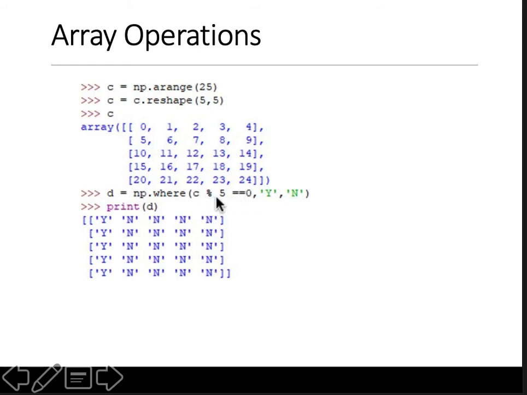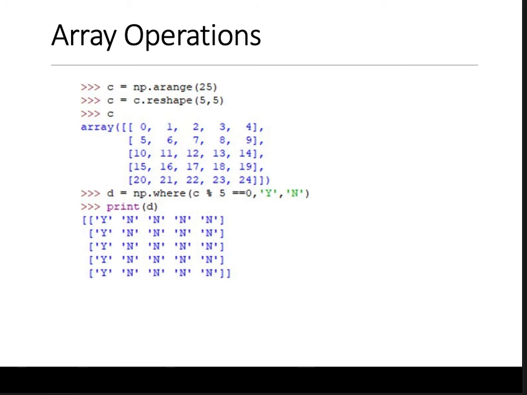So C mod 5: if the remainder of dividing by 5 is 0, write a Y, else write an N. So 0 divided by anything is 0, so you get a Y. 1 mod 5 is not 0, no. So these 4, when you divide by 5, you get N's. Only the multiples of 5 get a remainder 0, so only Y's come in those, and everything else is an N, the else condition.